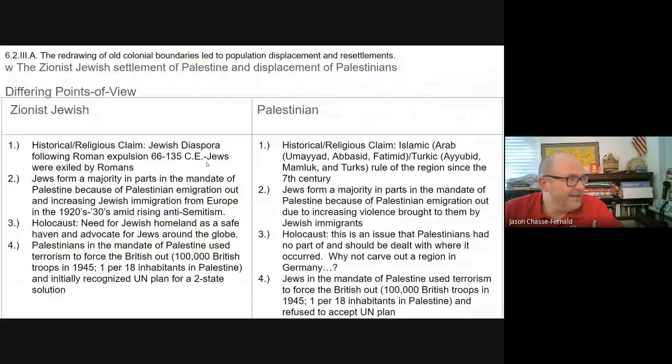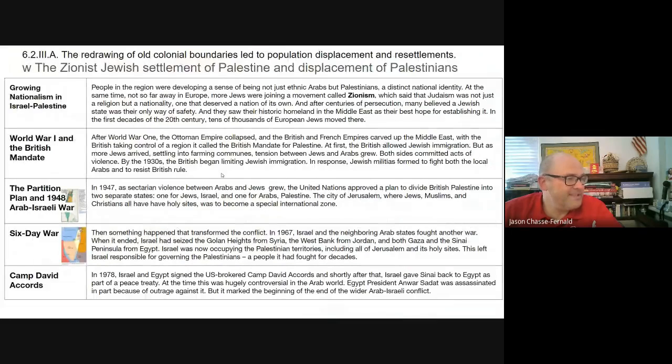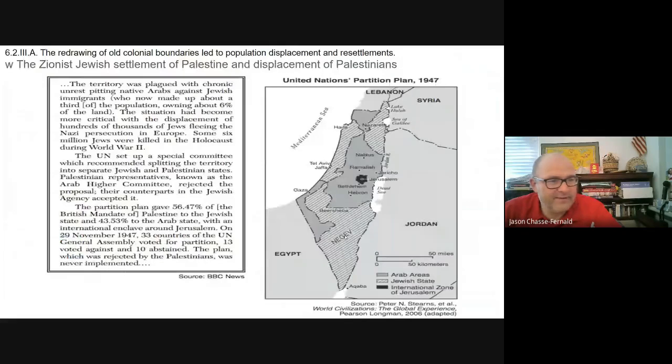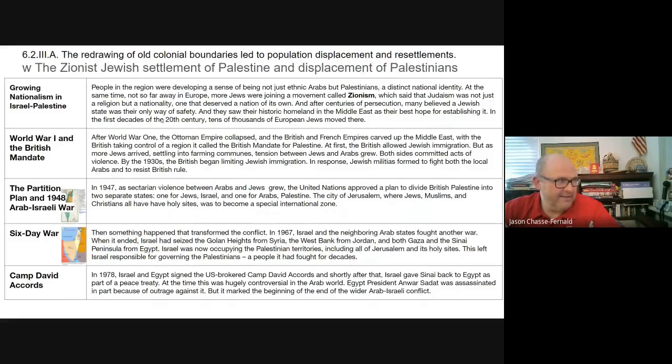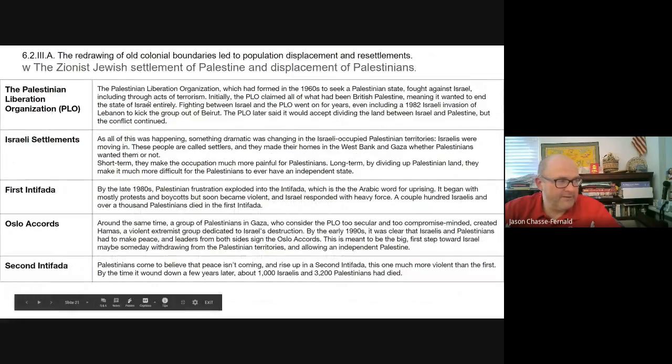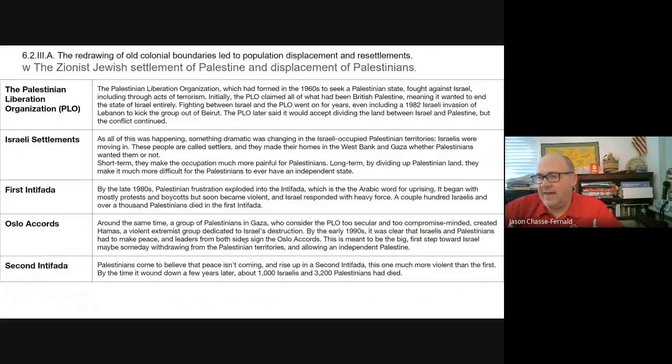All right, so anyway, this is an important way of looking at this, looking at the actual events, from partition to the creation of a state, and then also knowing the different steps along the way, right? So the video that I watched in class, I think is a Vox video.